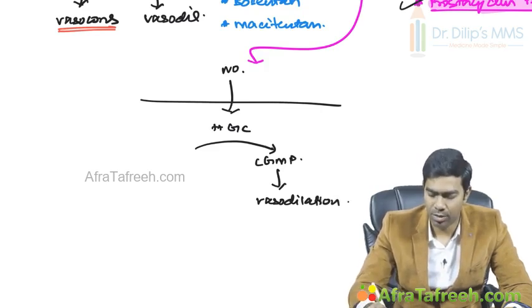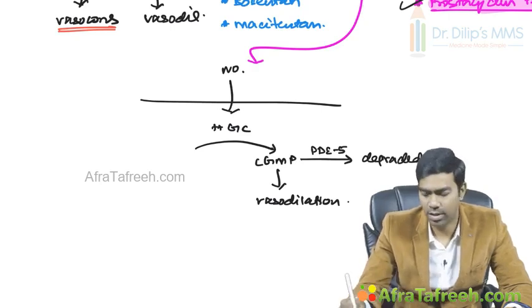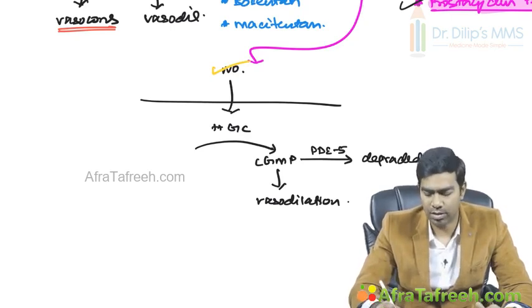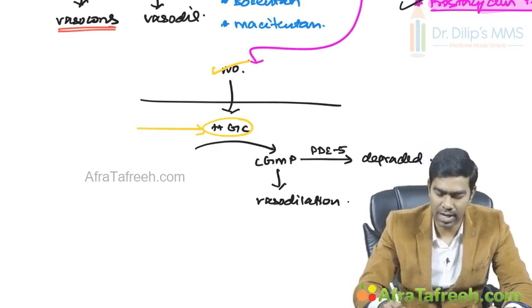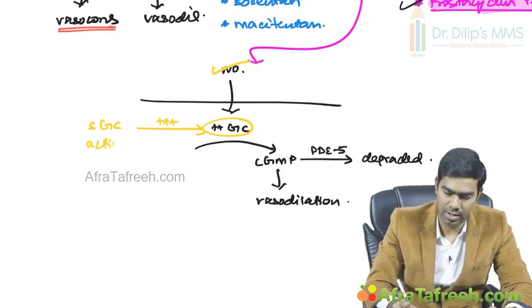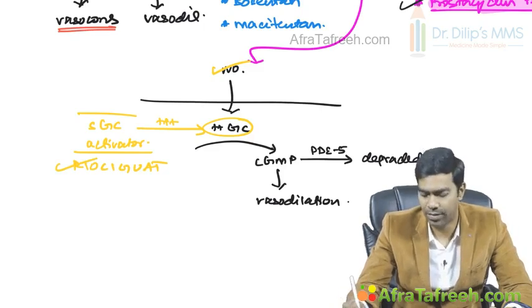Clear? So the cyclic GMP is actually degraded by an enzyme called phosphodiesterase 5. So that is how your inhaled nitric oxide works. Inhaled nitric oxide works by stimulating the guanylate cyclase, which means you can directly stimulate the guanylate cyclase by giving a soluble guanylate cyclase activator. Soluble guanylate cyclase stimulator or activator. That drug is what we refer to as riociguat.